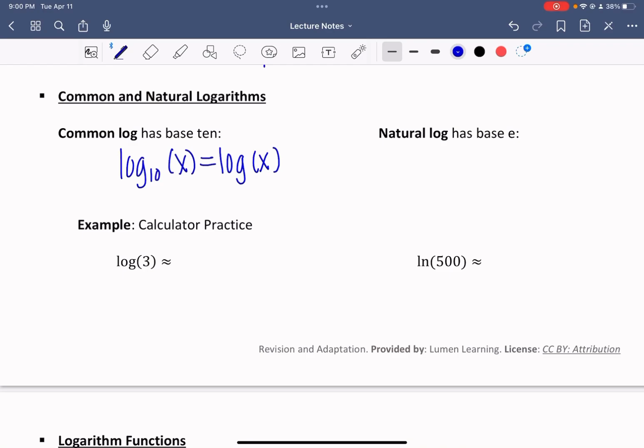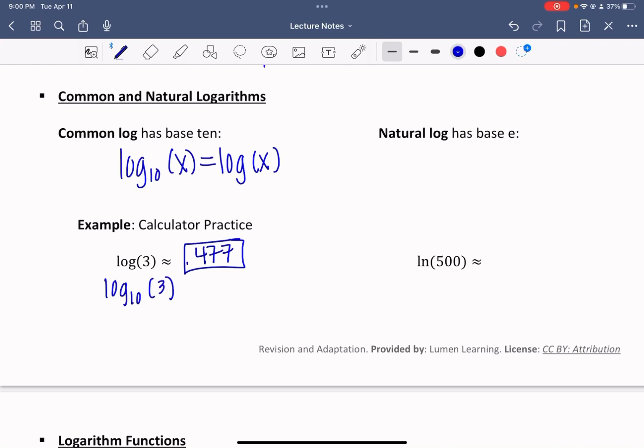So we can come back here, looking at log of 3 and using our calculator like we just saw. This would also be the same as it was written as log base 10 of 3, but we saw that gave us a value of 4.77.